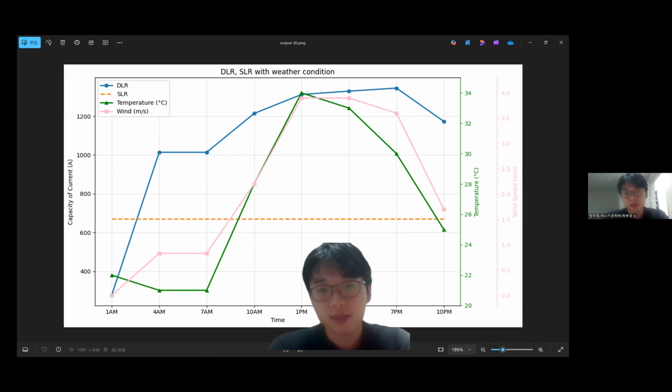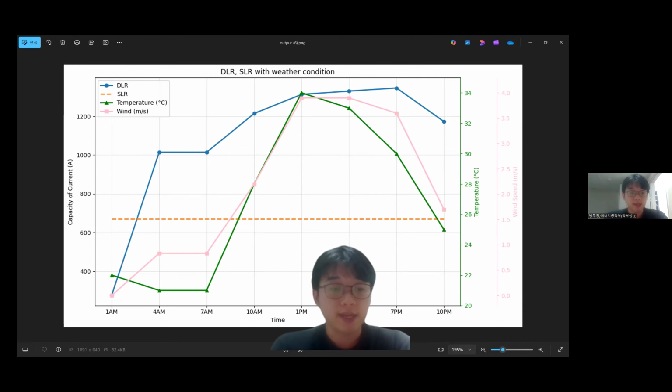In contrast, dynamic line rating is a real-time capacity limit. It uses actual environmental data, such as wind speed and solar radiation, to calculate the line's true thermal capacity. This allows operators to adjust the power flow according to real-time cooling conditions. Then, let's go to the figure.